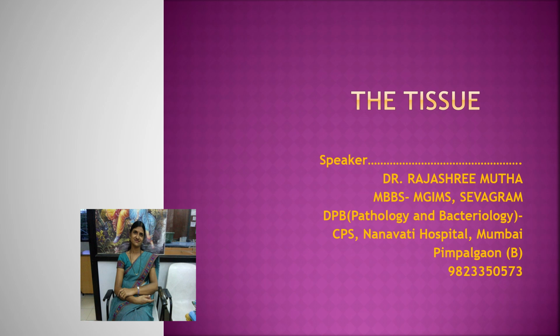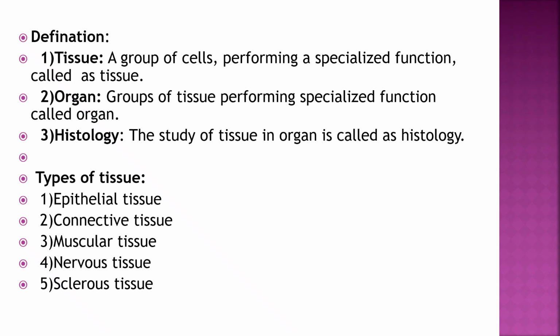Today we will see about tissue. So what is tissue? It is an aggregation of cells to perform a single function, called a tissue. So there are a total of four types. So one is epithelial tissue.